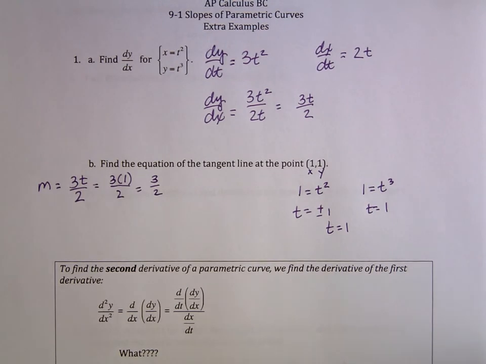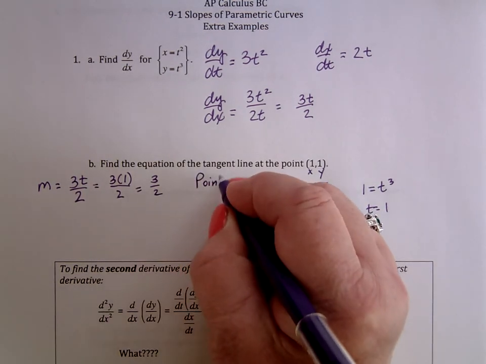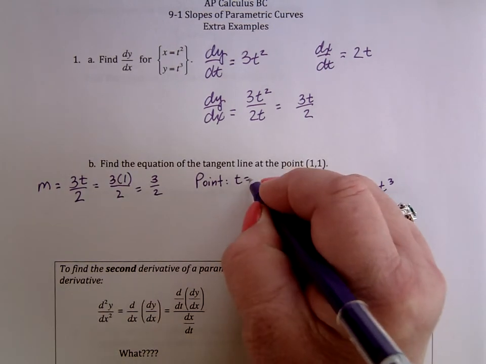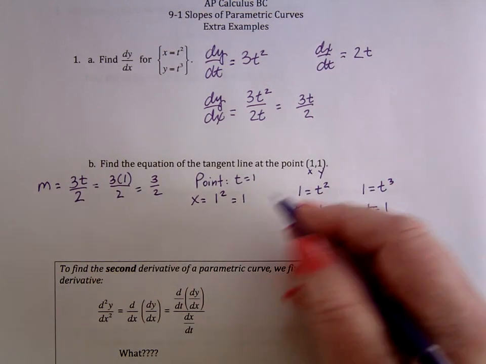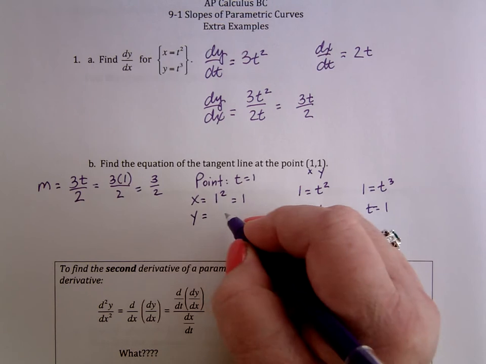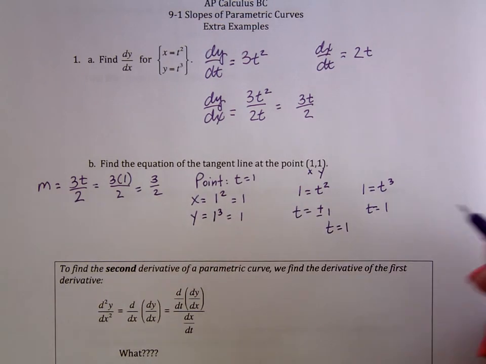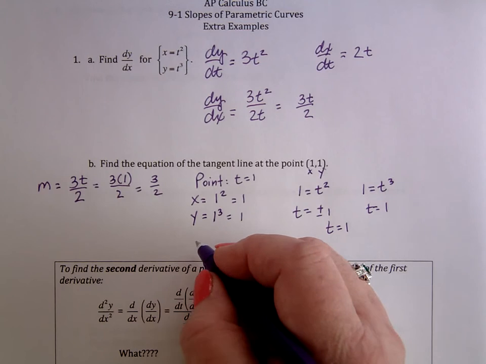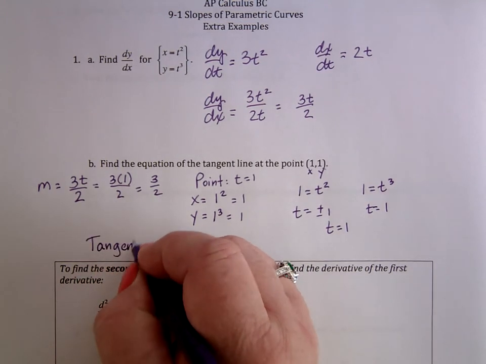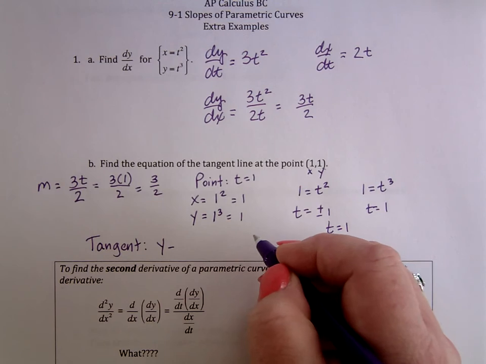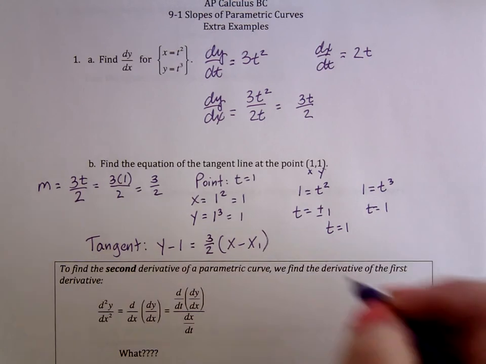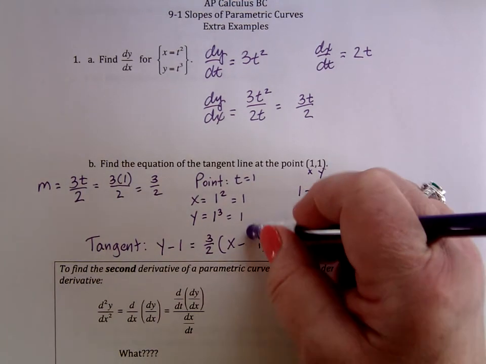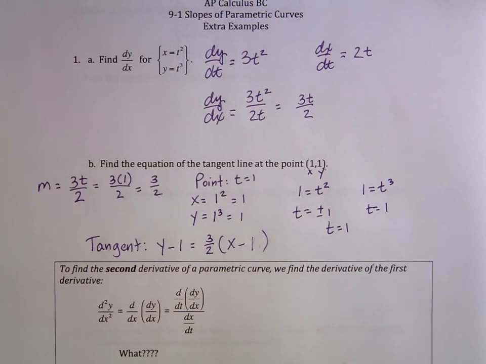So this would be 3 times the t value of 1, over 2, or 3 halves. And I need a point, so here comes the point. If I know that t equals 1, then x equals 1 squared, or 1. Actually they gave me the point, so I don't have to do this, I can verify it. And y, which is 1 cubed, is 1 as well. We have the coordinate that matches, so we're in good shape. Let's put the tangent line together. The tangent is y minus y1, which is 1, equals the slope of 3 halves times x minus x1, which is 1. All right, there you go. Equations of tangent lines, dy over dx's.